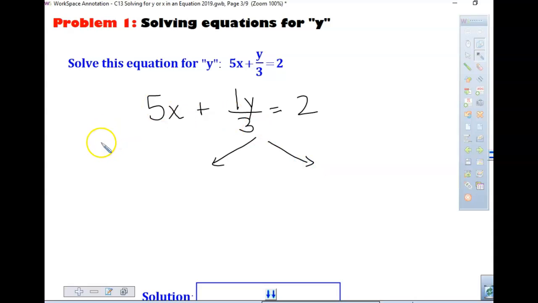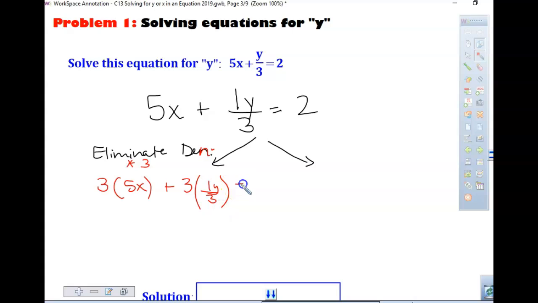The first way that we are going to look at is if we eliminate the denominator. If I'm eliminating the denominator, what do I want to multiply everything by so I don't have this fraction anymore? I'm going to multiply everything by 3. So please put multiply by 3. And we're going to put 3 times 5x. Do I want to put 3 over 1? No. Plus 3 times 1y over 3 equals 2 times 3.